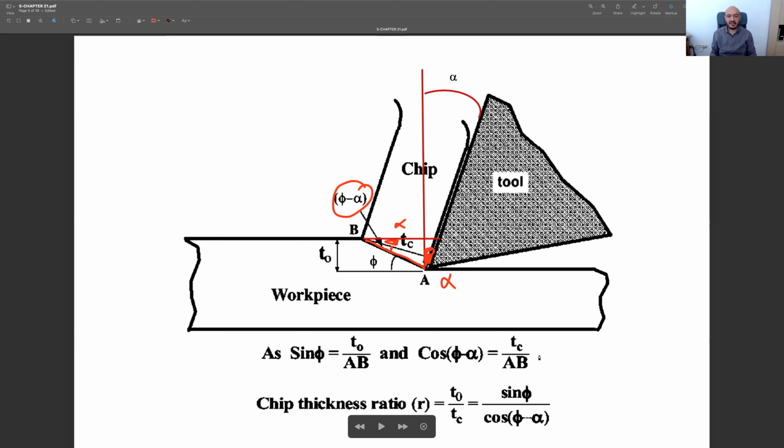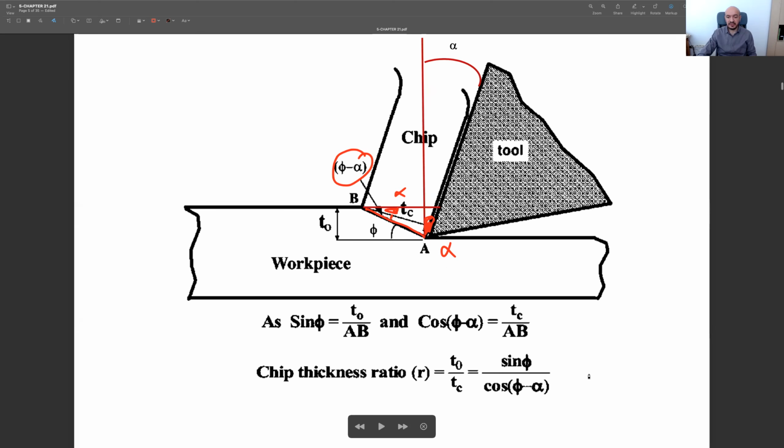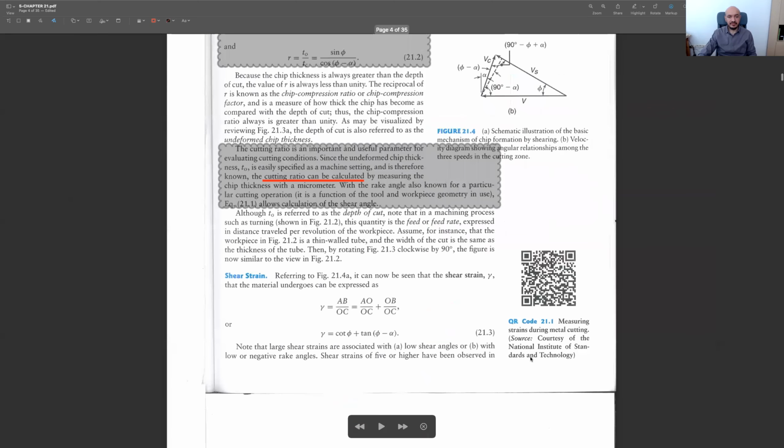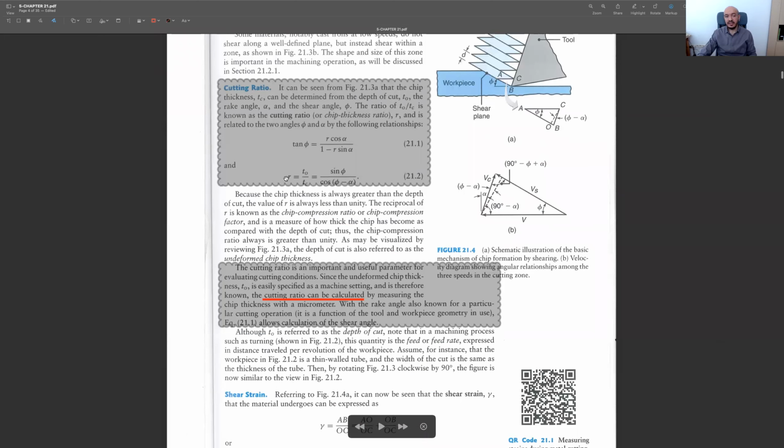So if you simply write these two equations, then you can take the ratio of them and come up with the equation we have in our textbook. As I mentioned, you can easily determine the cutting ratio if you know the depth of cut. It should be known for the process. If you do measurements on the resulting chips, you can determine the cutting ratio. Once you determine it, you can use this equation above and determine the shear angle.